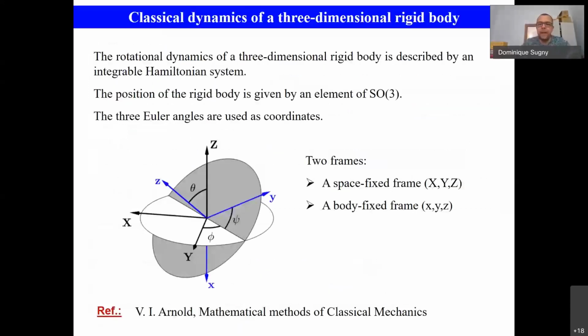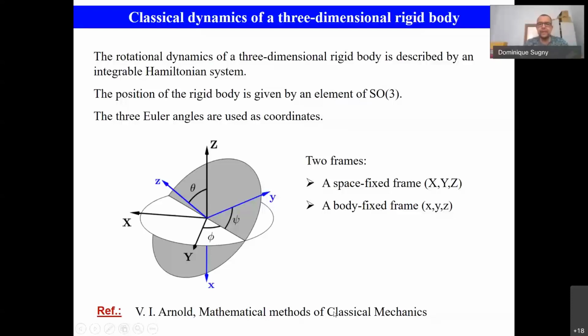Okay, so now to explain the tennis racket effect, I have to go back to the basics of classical mechanics and to the rotation of a three-dimensional rigid body. It's something which is very well known, and you can find this information in many textbooks, and in particular in the textbooks by Arnold about classical mechanics.